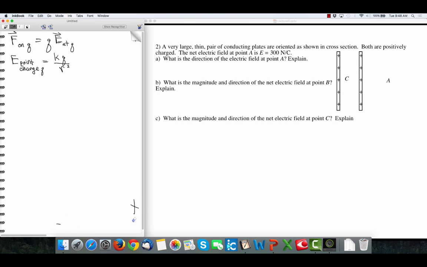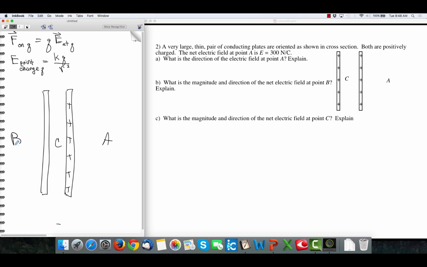Could be that point B was never there, and whoever gave this quiz had to tell everyone where point B was. But I think that these two plates like this, both of them positively charged, by the way. Point A is over there, point C is over here. And I'm going to put point B on the left.